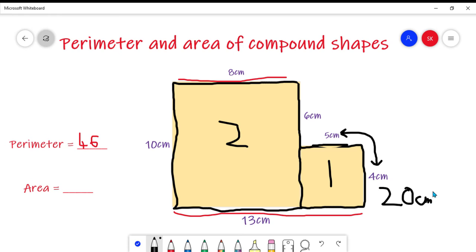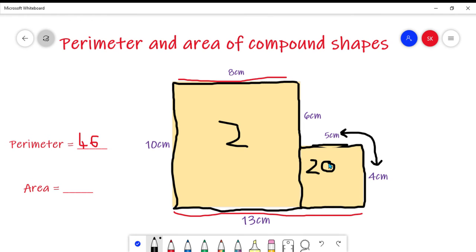Don't forget to write that squared if you're working out the area for 2D shapes. If it's 3D, it will be cubed for the volume, but we'll go over that in another lesson. For now, we're working out the area, so we have to remember to put squared. So let's replace this with our 20 centimeters squared, which is our answer. So we've worked out the area of shape 1.